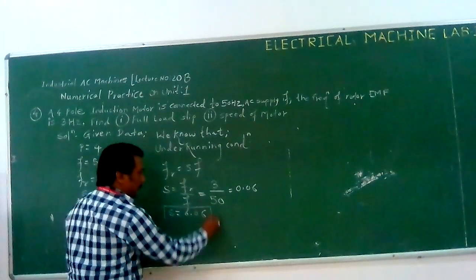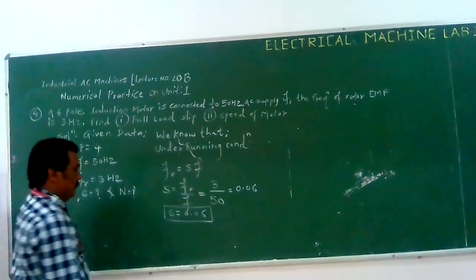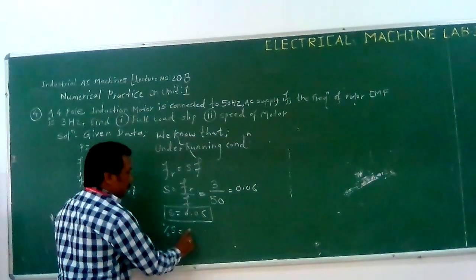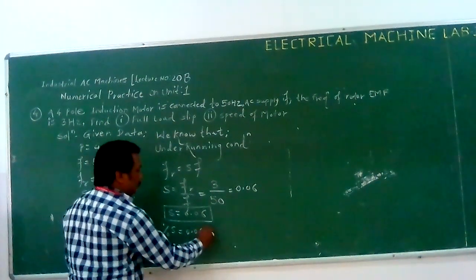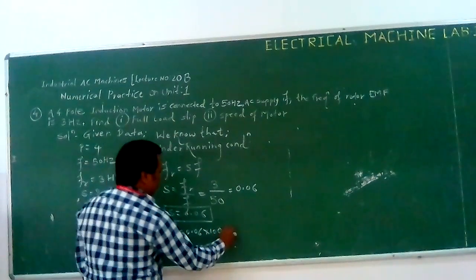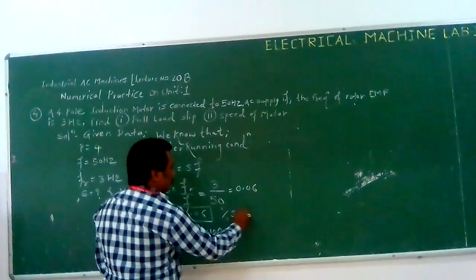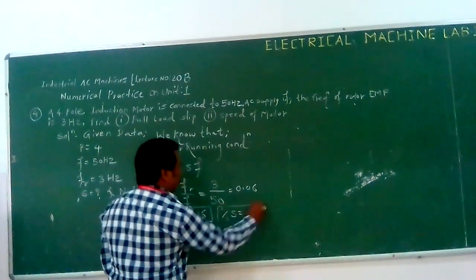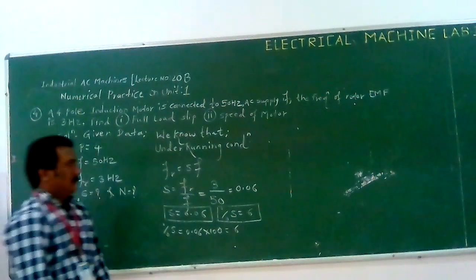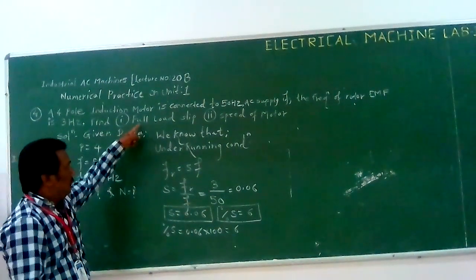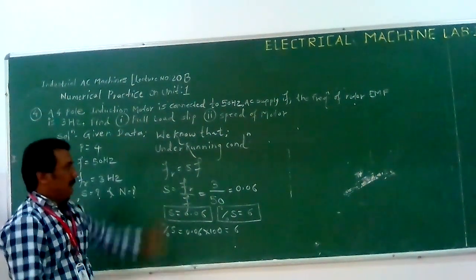Now determine it in percentage. Then percentage slip will be 0.06 into 100, it will be 6. Then percentage S will be 6. It is our first solution, the full load slip.